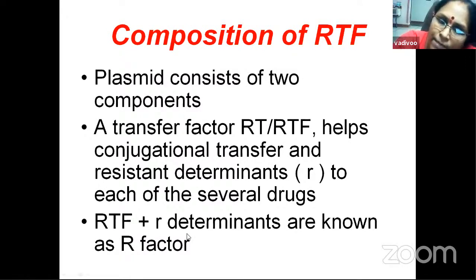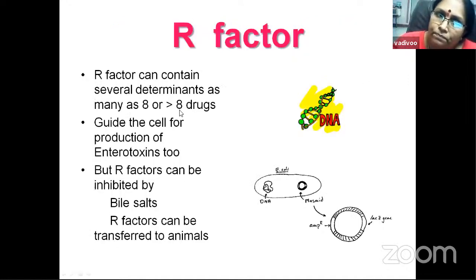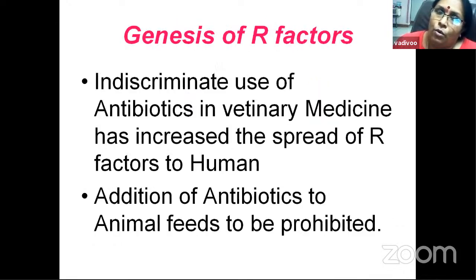So this RTF plus r determinants are collectively known as R factor, which is a plasmid. So R factor is a resistance plasmid which contains the RTF component and r determinants. At a time, these r determinants can be resistant to more than 8 drugs. Okay. So what is the genesis of R factor? It is mainly due to the indiscriminate use of antibiotics in veterinary medicine and even in human beings.